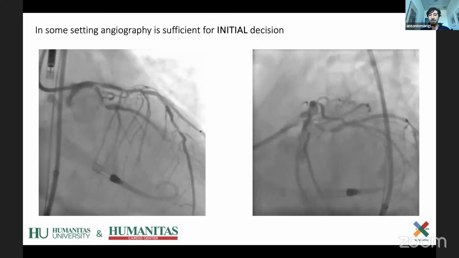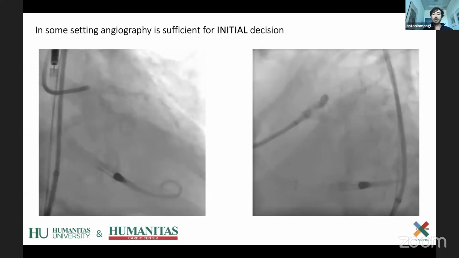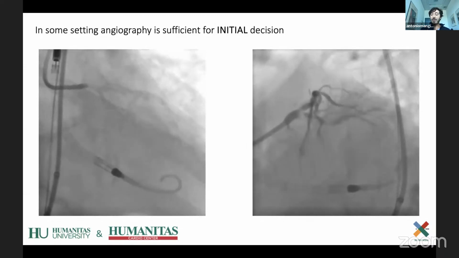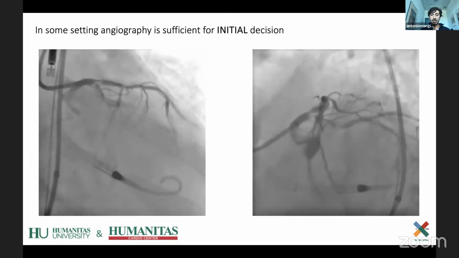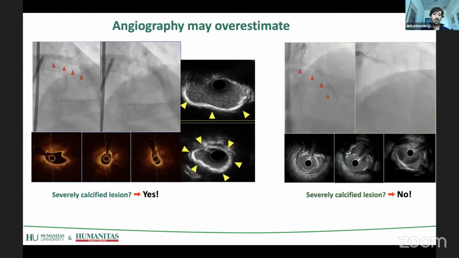Maybe this calcium can be classified as a nodular calcium with some other calcium on the surface. So I think that in this case, a technique of ablation should be considered upfront, because I think it's impossible to cross this lesion with simple balloons. But sometimes remember that the angiography can also overestimate.